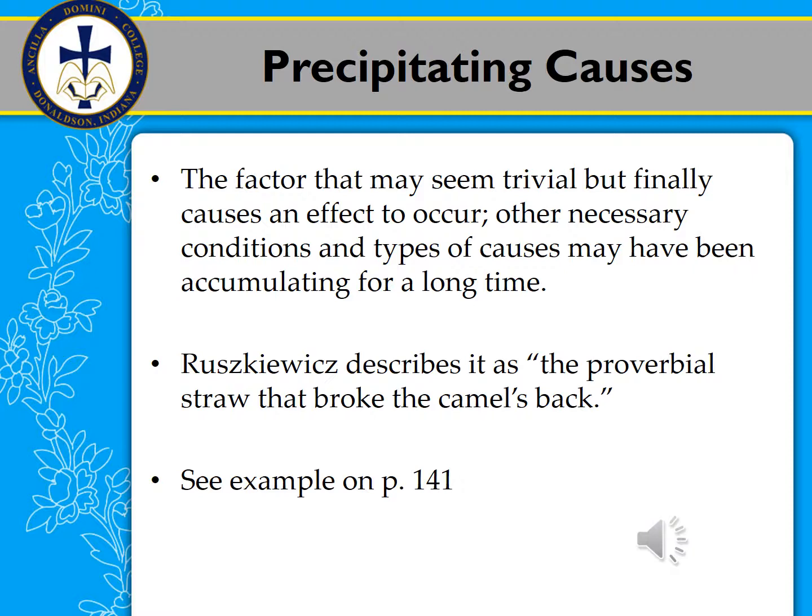Now again, one little incident on a bus wouldn't seem like it would be that big of a deal. It wouldn't seem like it was enough to spark a civil rights movement, but things had been building for so long that it was just waiting for one little spark to take off. That is a precipitating cause.